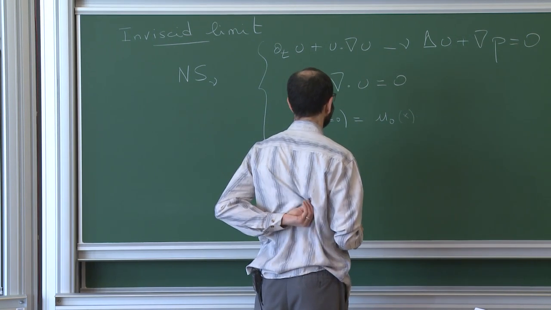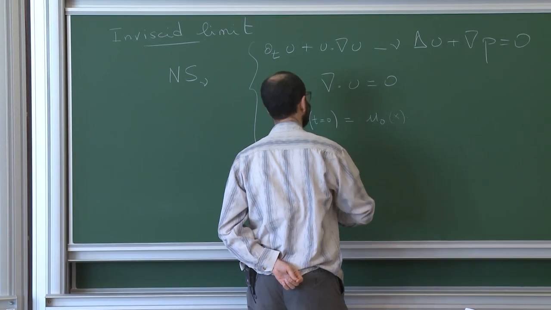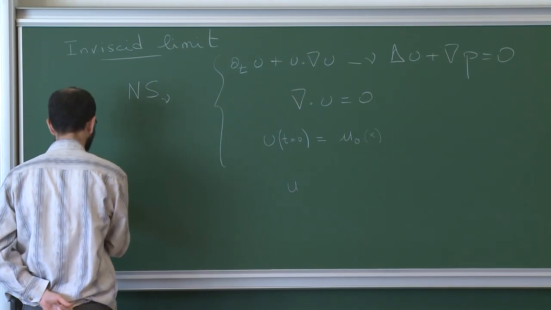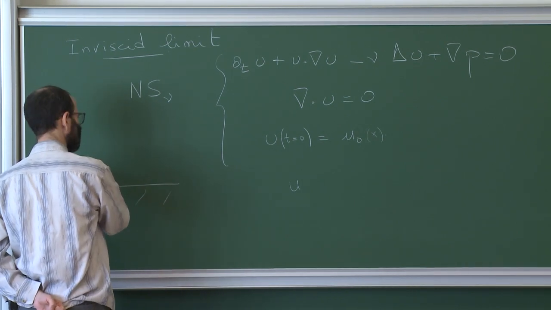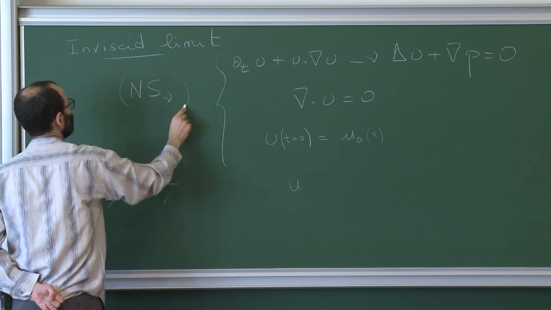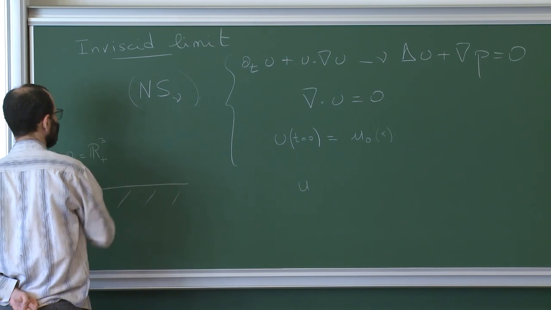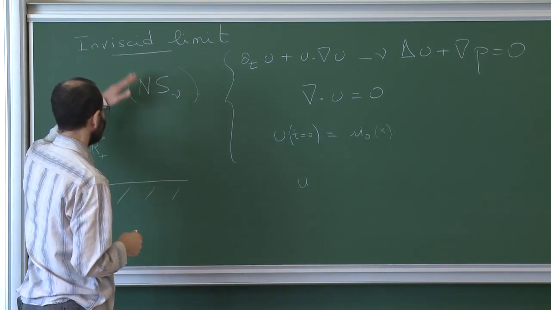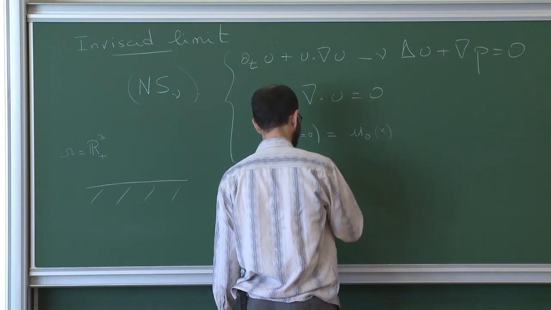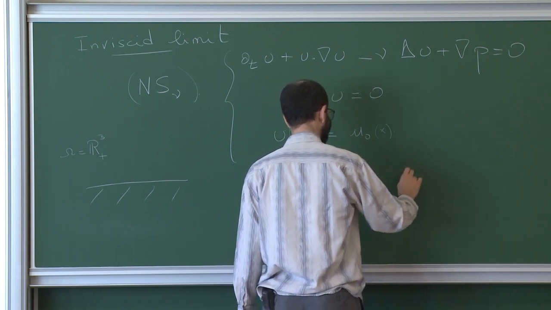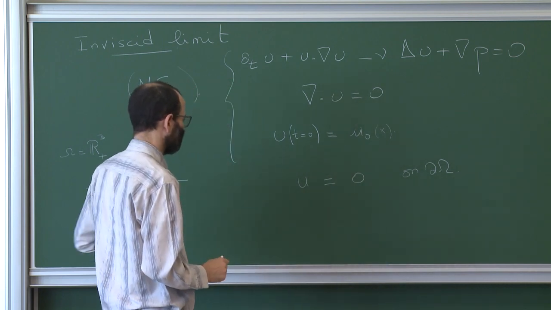And the important thing was the boundary condition. So if I just simplify the problem and look at the problem in the half space, for instance, let's say my omega will be R 3 plus, so just the upper half space, then this will be the natural problem, the Dirichlet boundary condition.